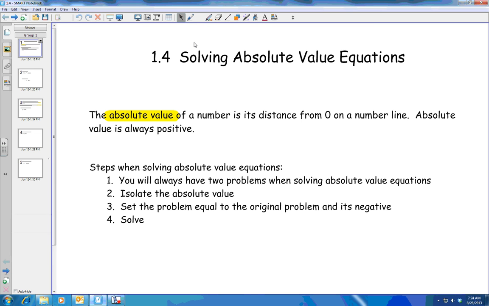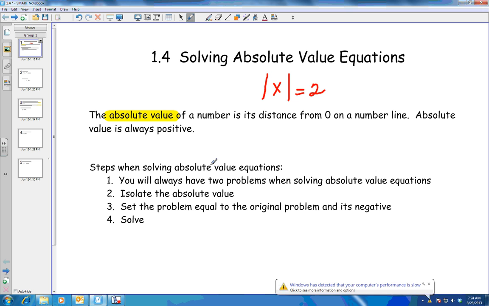Okay, section 1.4 is about solving absolute value equations. And we need to review the definition for absolute value. Absolute value of a number is its distance from zero on a number line, which means absolute value is always positive. So we know that absolute value is always a positive number because distance can never be negative. Remember the symbol for absolute value are the absolute value bars. Okay, so it looks something like this.